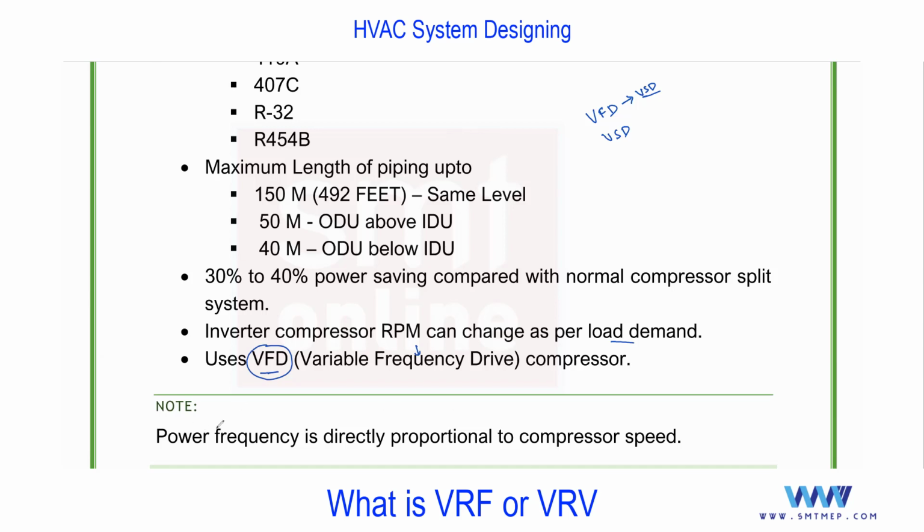And you can find the point here. You see, power frequency is directly proportional to the compressor speed. In case of a compressor, you can add pump or fan also. So as the power frequency changes, the speed of the compressor also changes. As the frequency increases, the RPM of that compressor also increases. As the frequency decreases, it will also decrease. And this is VFD.